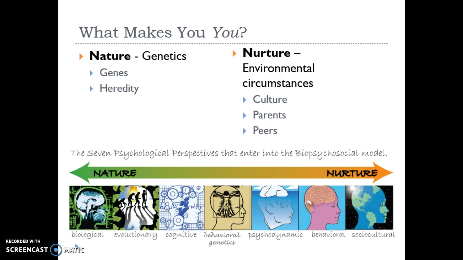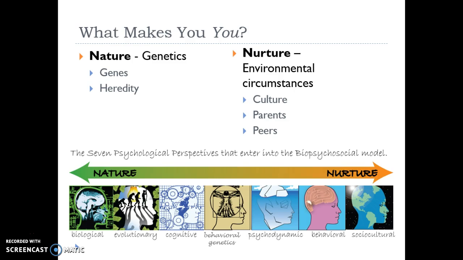Your nurture influences are going to be coming from your environment. So it's the culture you grew up in, the type of parenting style that your parents have, the peers that you hang out with and how they influence you. Everything that influences you coming from your environment is going to be on the nurture side of that debate. So if we put our 7 psychological perspectives on this continuum going from nature to nurture, we can kind of organize them based on how much influence they put on nature factors and nurture factors.